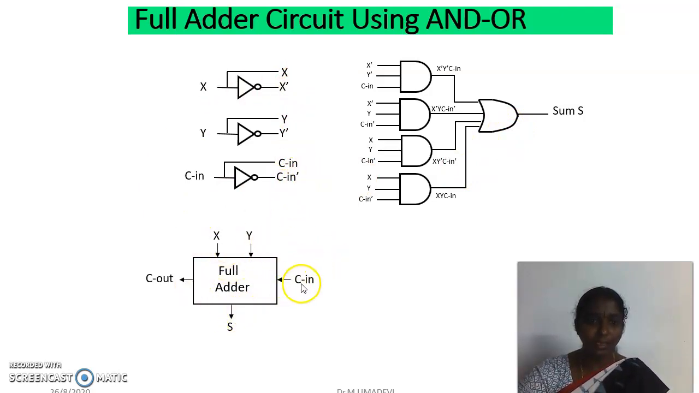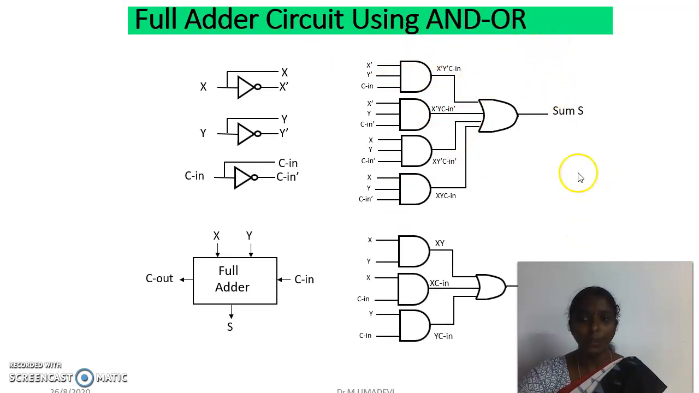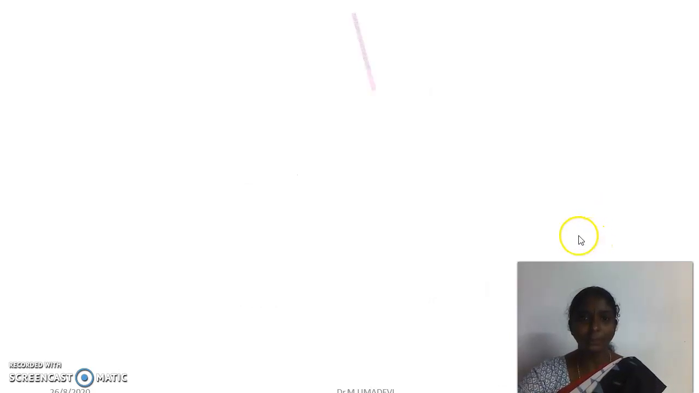x, y, then c in as inputs, c out and sum as outputs. So this is using AND and OR gates. The full adder can be implemented through AND and OR gates also. So this is sum and this is carry out.